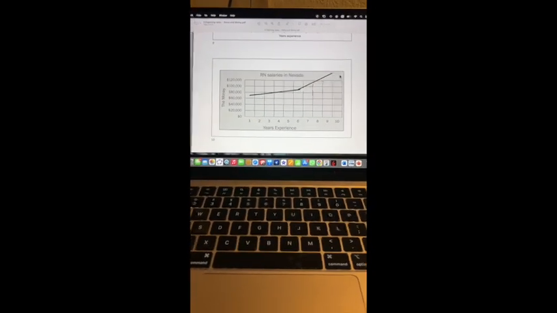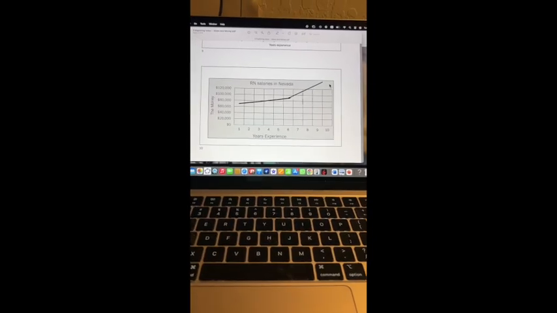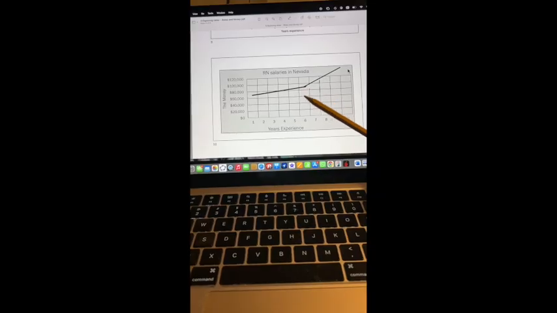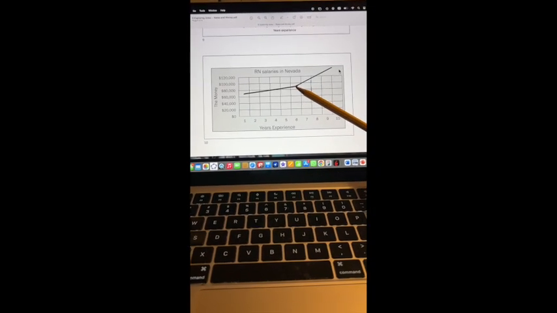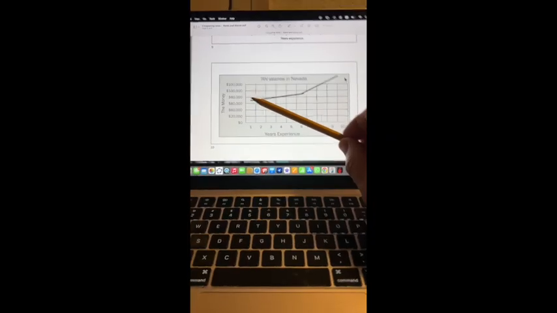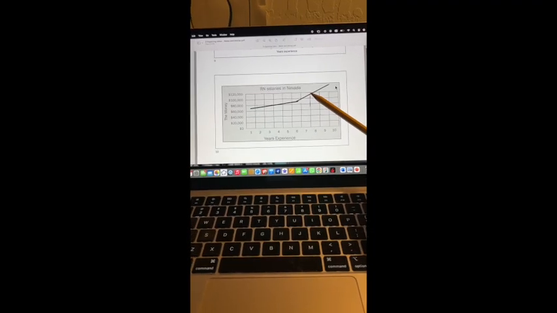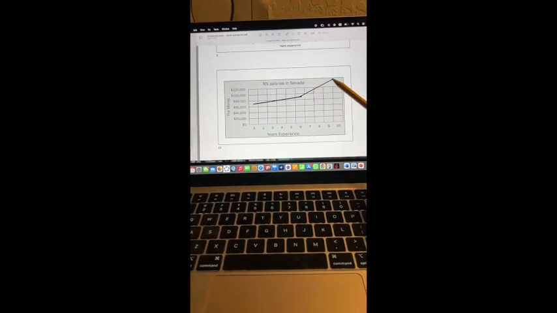This problem I made up, and I asked in class, what happened in like year 6.5, where you got a sharp increase in salary? What could have happened right there? Think about it for a sec. Something happened. Here you're getting $4,000 raises. And then all of a sudden you're getting, might be a $15,000 raise. What could have happened there?